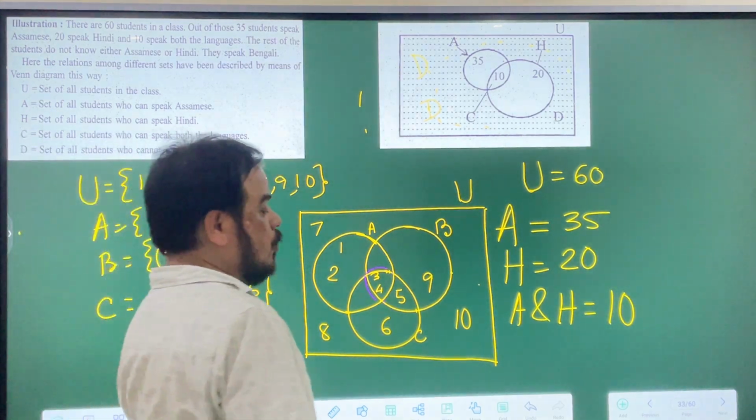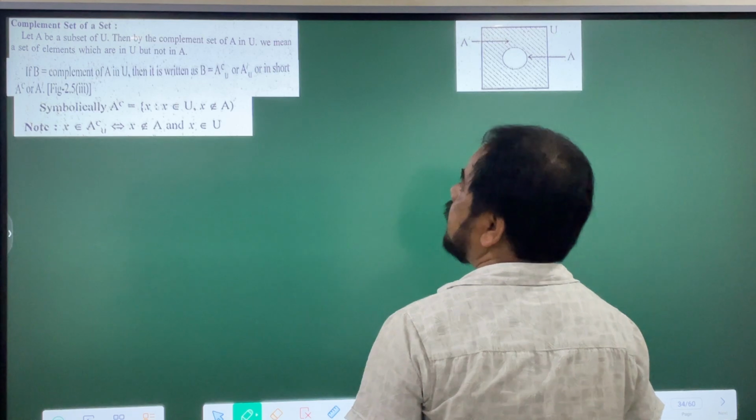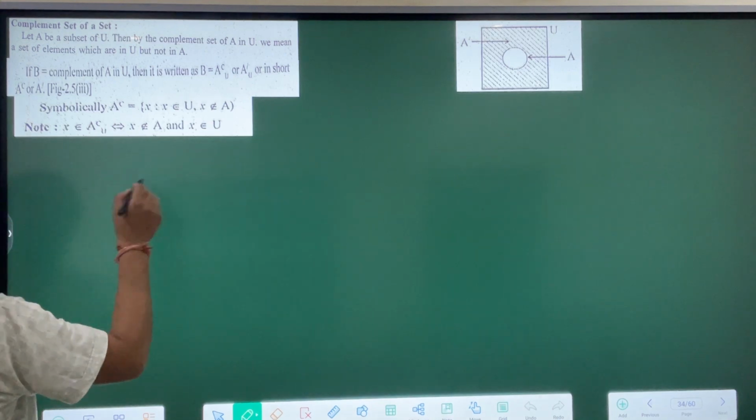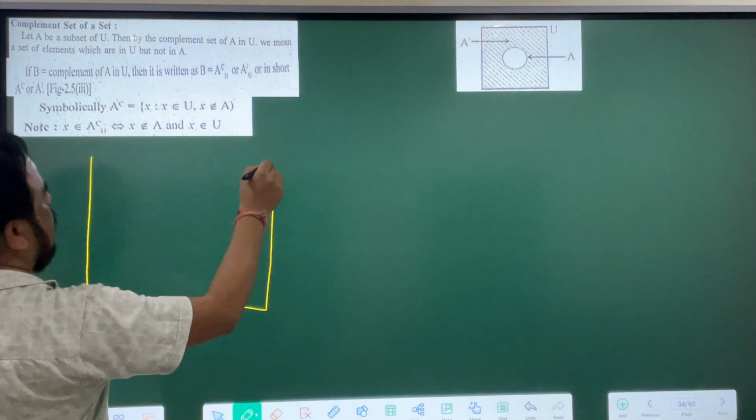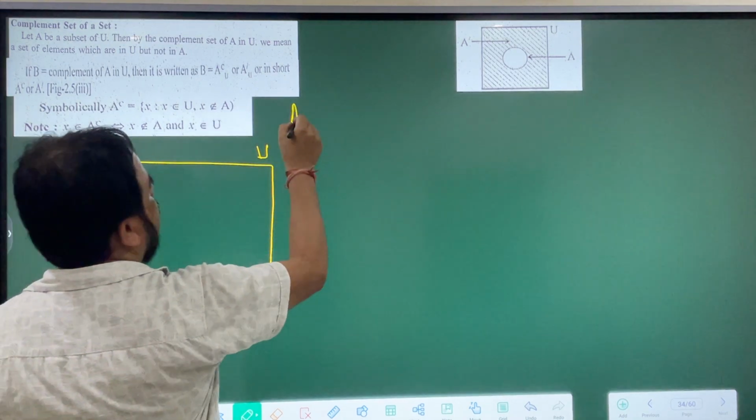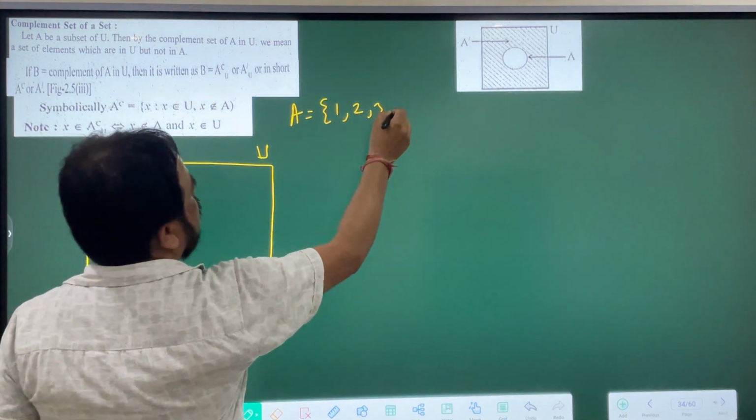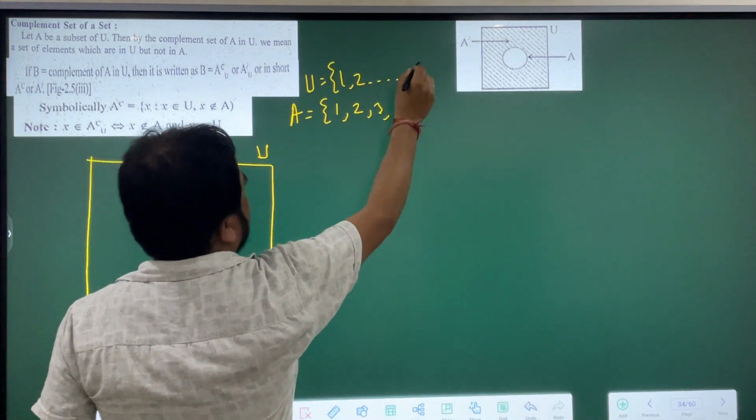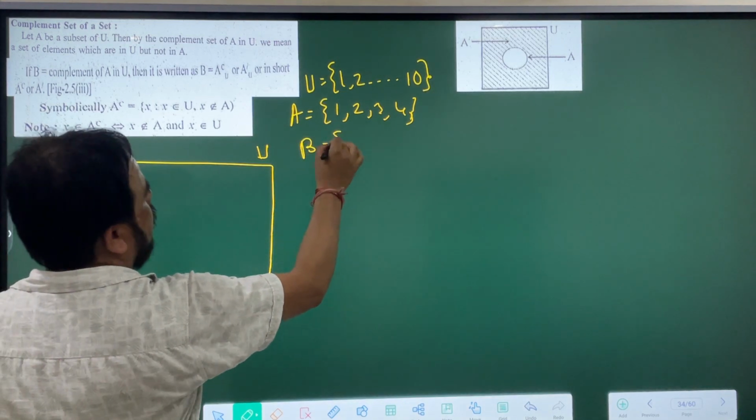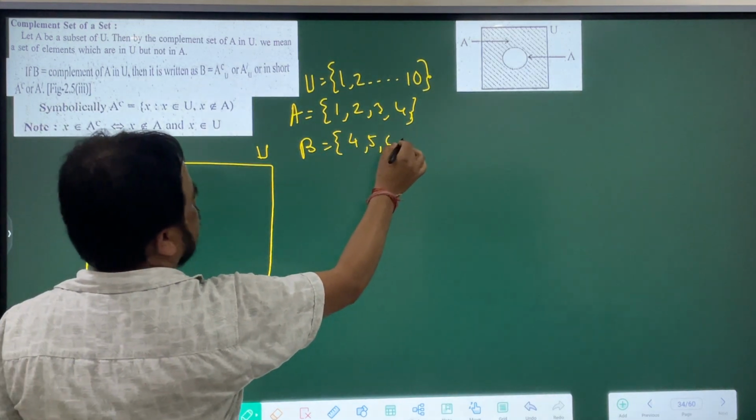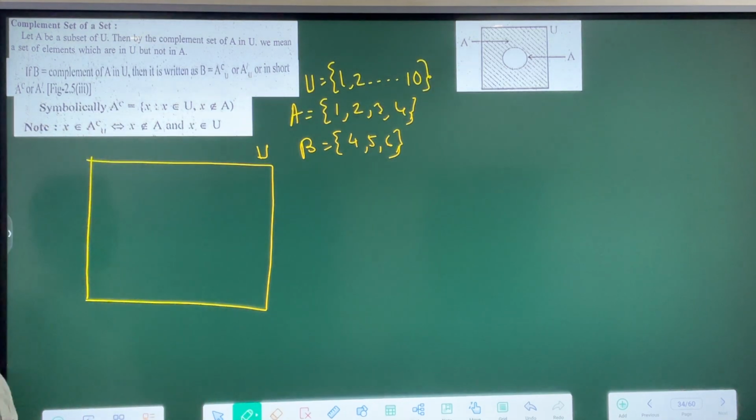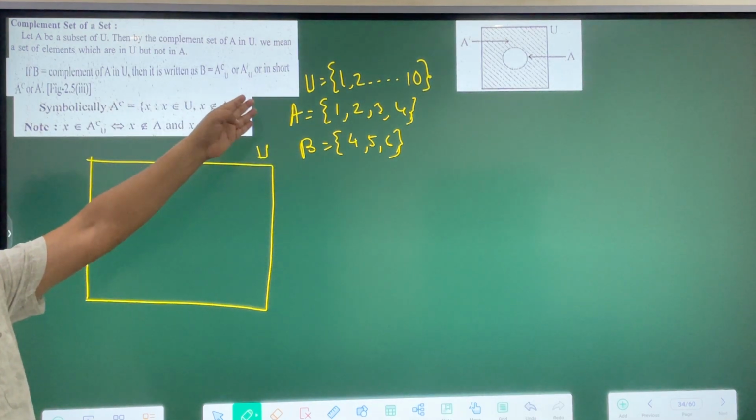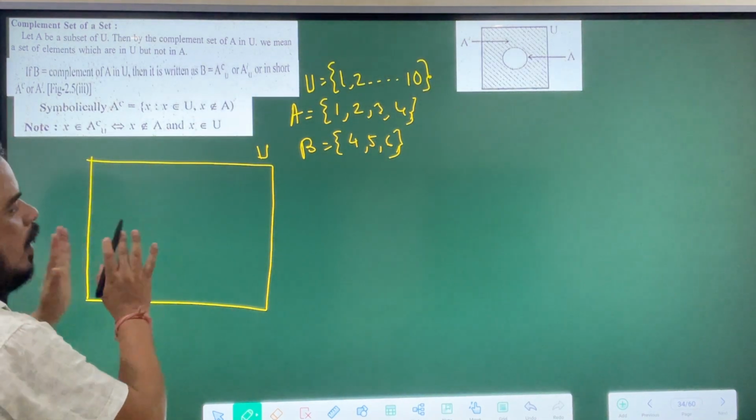This is given in the book, so you can understand that. Complement set of a set. Okay, let me explain one set. This is U, the universal set, 1, 2 like this till 10. A is 1, 2, 3, 4. B is 4, 5, 6. Two sets I have written here. A has 4 elements, B has 3 elements. The universal set is 1 to 10, so inside the box there must be 1 to 10.